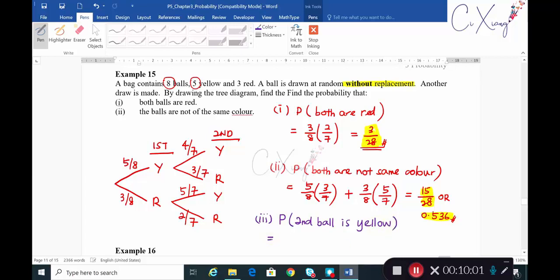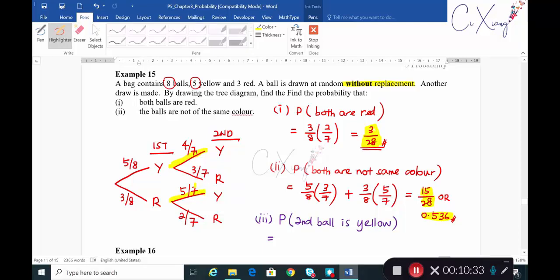So we talk about the second ball being yellow. Maybe some students will focus on the probability for the second ball. So the second ball is yellow, that means they will consider this probability, which is yellow, and also this probability, which is yellow. If you add these two probabilities together, you will get the wrong answer. So why is it wrong? It relates to the rule that you need to know in tree diagrams.